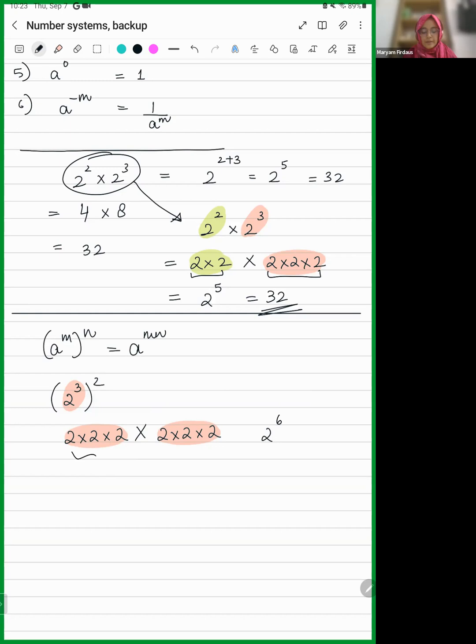Because here 3 is coming 2 times. That is why it becomes 2 to the power 3 into 2. 3 is being added to itself 2 times, so we have 3 plus 3. You have 2 to the power 3 multiplied by 2 to the power 3, which according to the first rule is 2 to the power 3 plus 3, which is 2 to the power 6. Okay, is this clear to everyone?